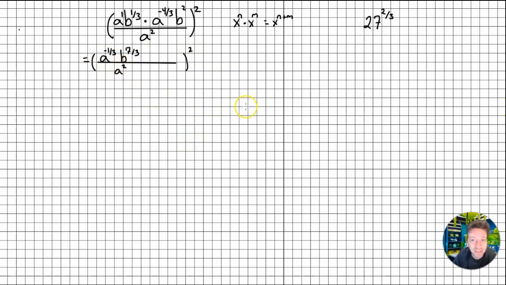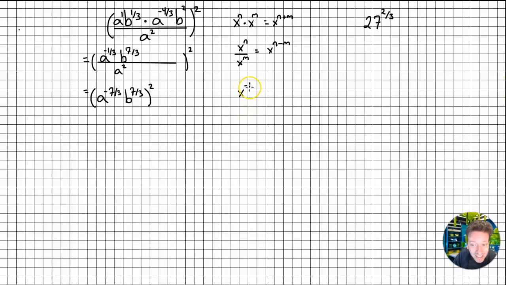Next, dividing powers of similar bases. So if I had x to the n, and I divided by x to the m, then we subtract those exponents. It becomes n minus m. So in this case, a and a are similar. So we're going to take negative 1/3 and we're going to subtract 2. So negative 1/3 minus 2 gives us minus 7/3. And then we still have that b to the power of 7/3. And that's all squared.